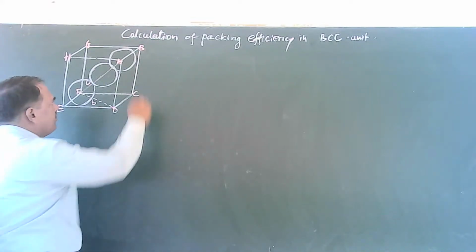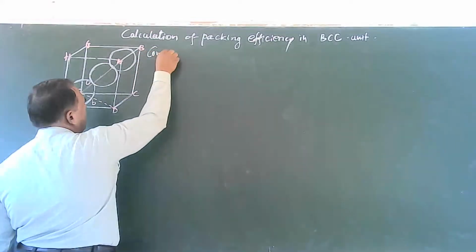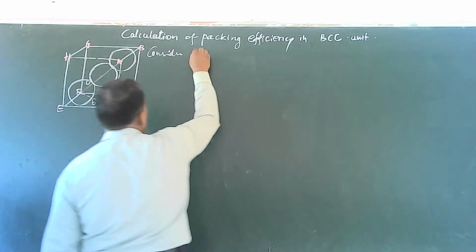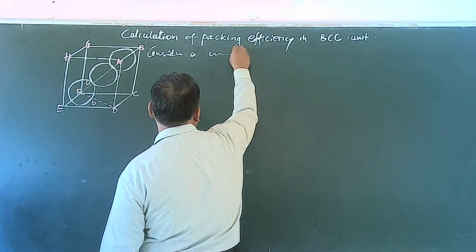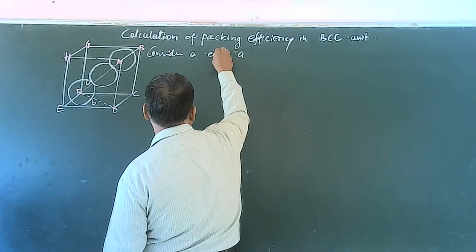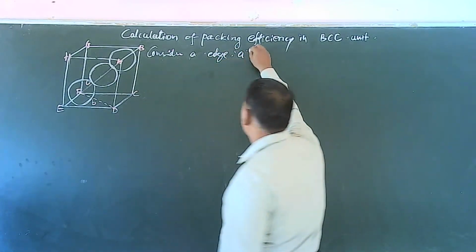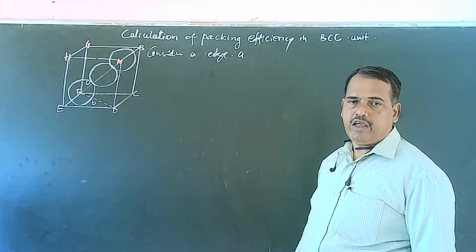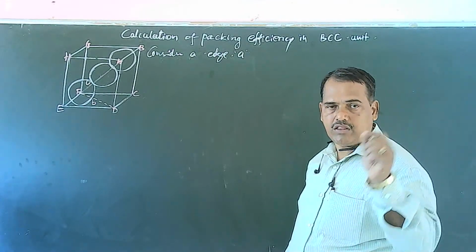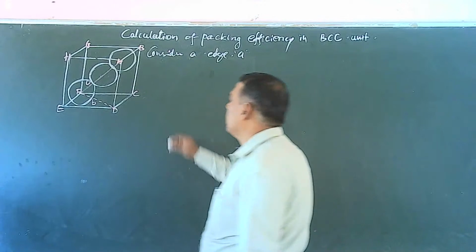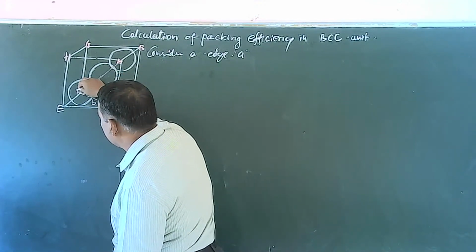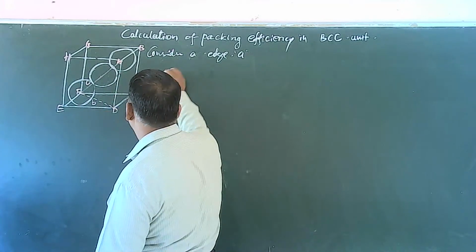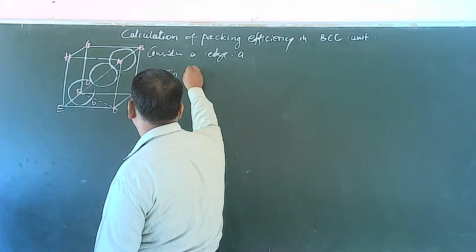Are you clear? So consider a cubic unit cell with edge length A. With edge length A. Are you clear? Consider a cubic unit cell with edge length A. Then, see, as this is nothing but the triangle FED in the triangle.